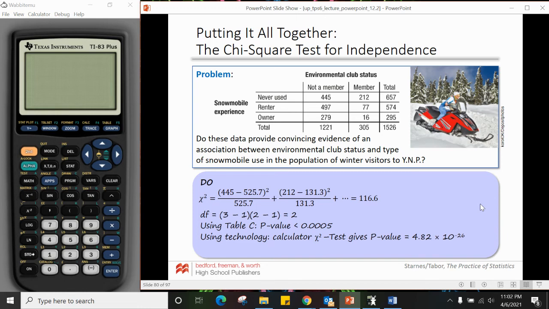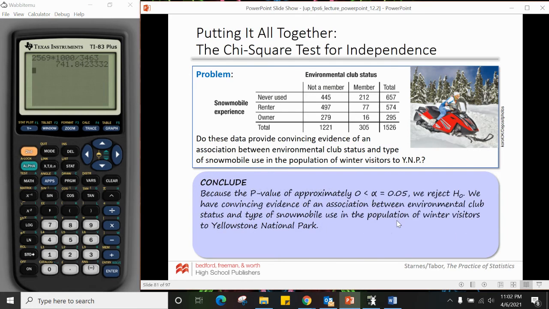Our degrees of freedom, same thing as before. It's going to be 3 minus 1 because there's 3 rows, and columns there's 2, so 2 minus 1. And then you could do the test. It's obviously going to be very, very small. I'm not going to put it all in there, but you could do it, and you get a very small number. And since it's so small, our p-value is approximately 0, which is less than alpha, which is 0.05. We reject H naught. And we have convincing evidence of an association between the environmental club status and the type of snowmobile used.